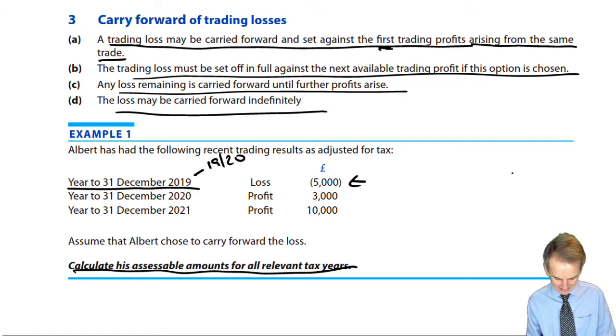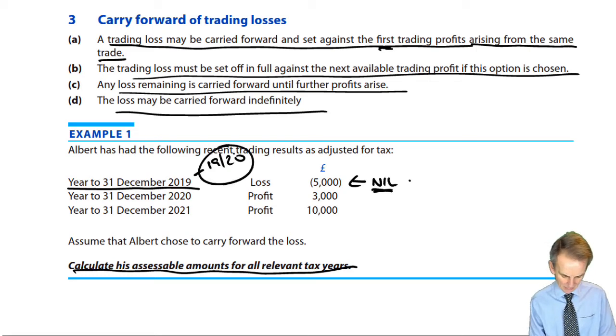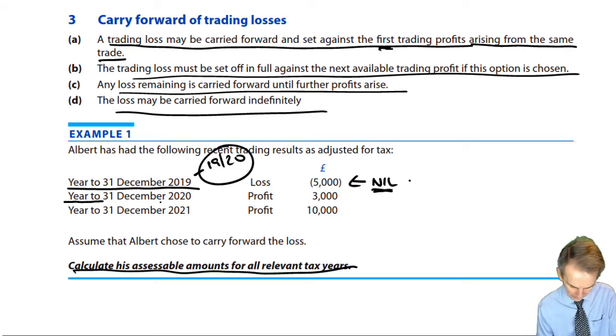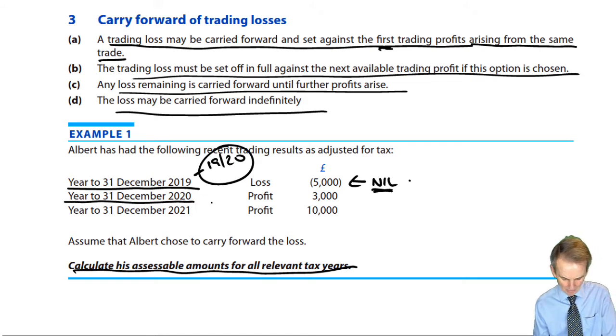The problem is it's not a profit, it is a loss. That means that there is a nil assessment in the income tax computation for the 2019-20 tax year, and we then need to consider what could be done with it. Here, if we're purely looking at the one option, the carry forward, it goes forward against the next available future trading profit. Well, there, year to 31st of December 2020, that would have been assessed in 2021. We have a profit of £3,000.